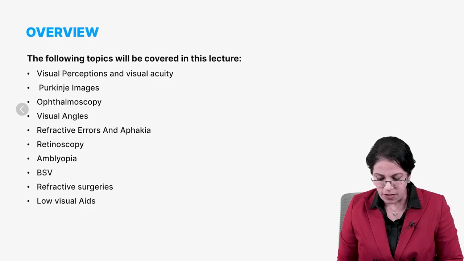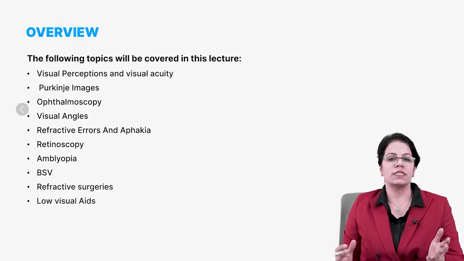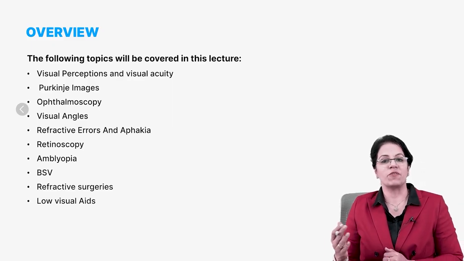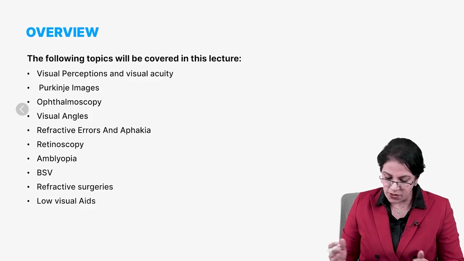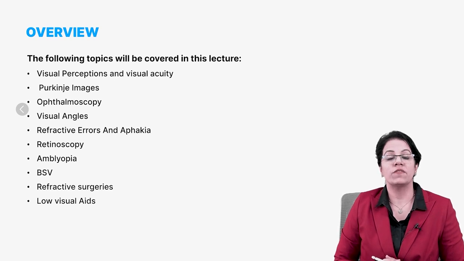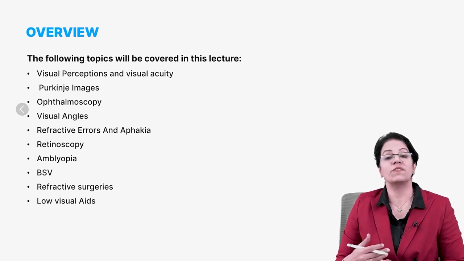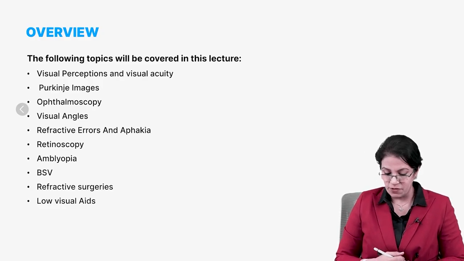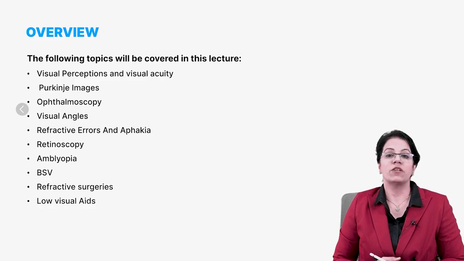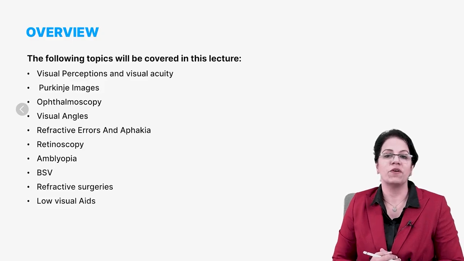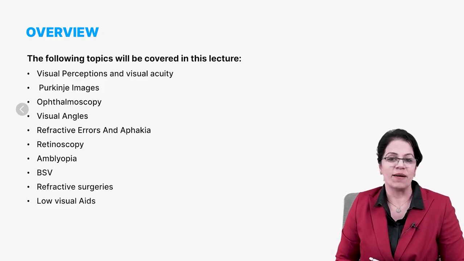So we'll be talking about the following things: visual perceptions and visual acuity. We are going to talk about what are Purkinje images, what are the types of fundoscopy. We are also going to talk about visual angles, alpha and kappa. What are the different types of refractive errors? What are different types of refractive surgeries? And of course, retinoscopy, which is a very, very important topic. We'll also talk about amblyopia and binocular single vision. So this is just an overview of what we're going to discuss in this chapter.